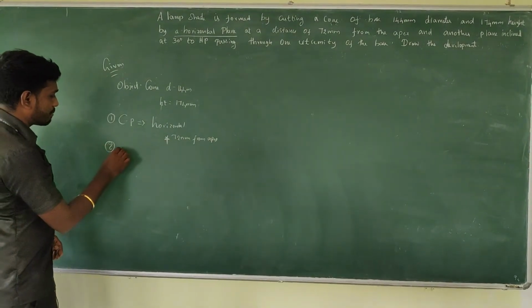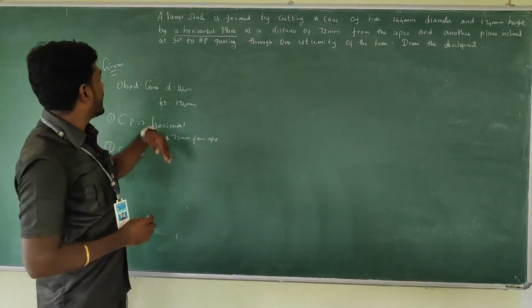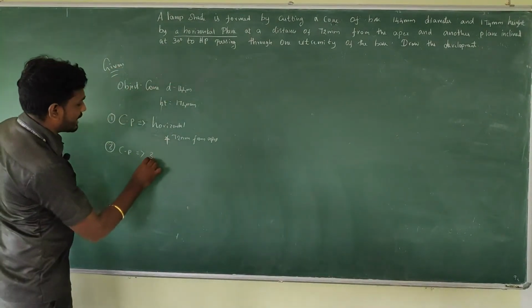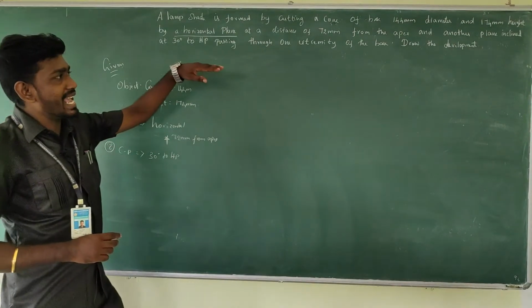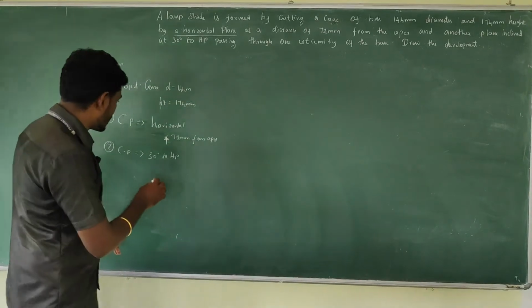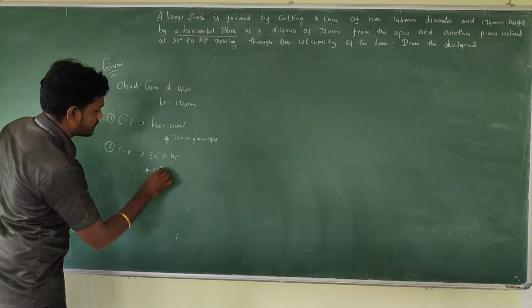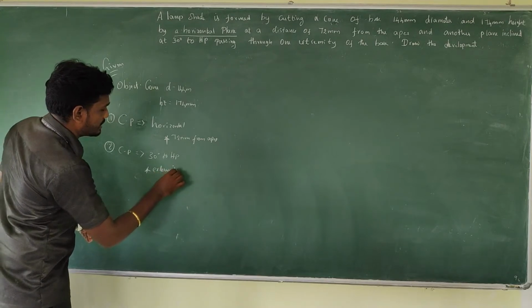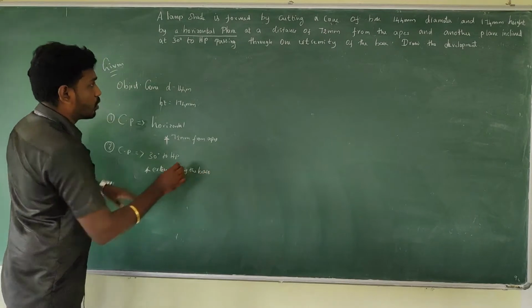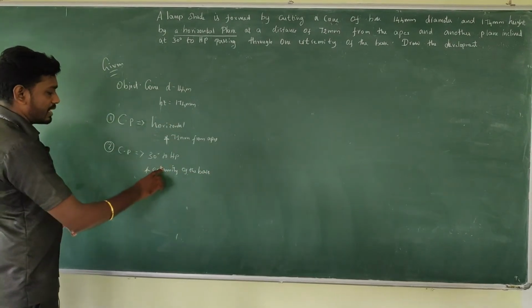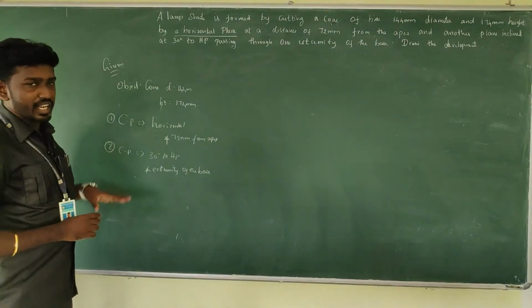And the second cutting plane is another cutting plane at 30 degrees inclined to HP and passing through the extremity of the base. It is notable that it is passing through one of the base extremities. Okay, fine. So these are the data given.